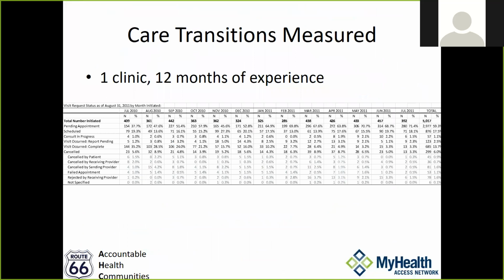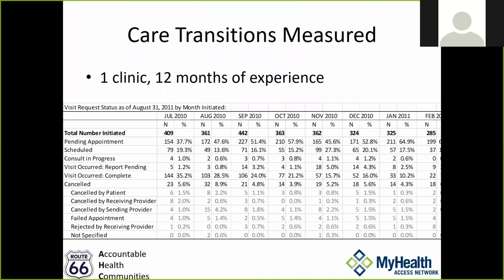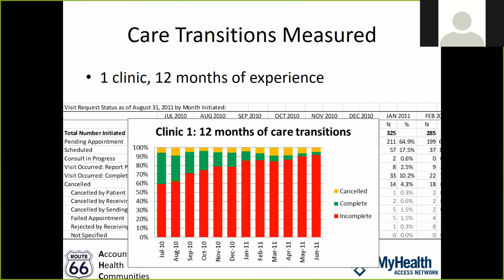So when we went into our clinics then and deployed our electronic referral system, what we found was, in the initial case, a clinic would look like this. This is all referrals made over a period of a year, looking back in time. And you can see that even looking back 12 months there on the far left, July of 2010, 60% of the referrals, nobody knew what happened to them. They were just made and went off into space.